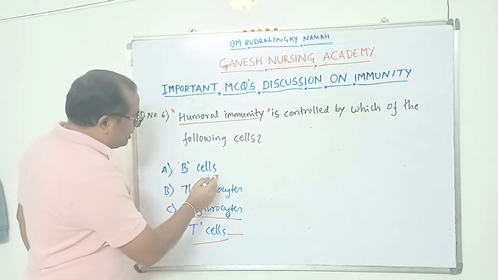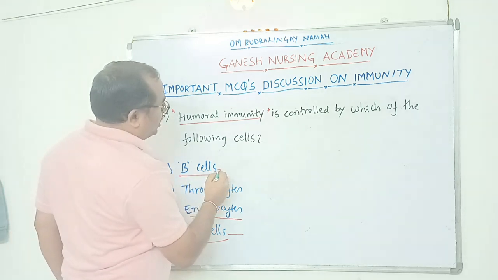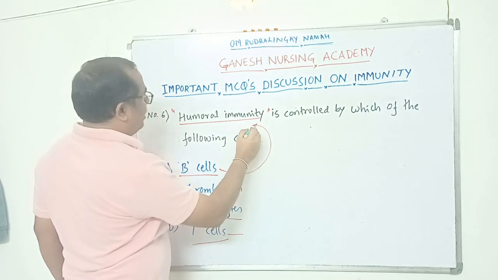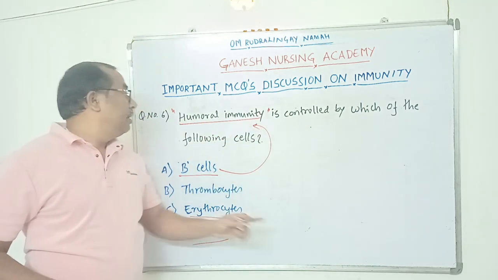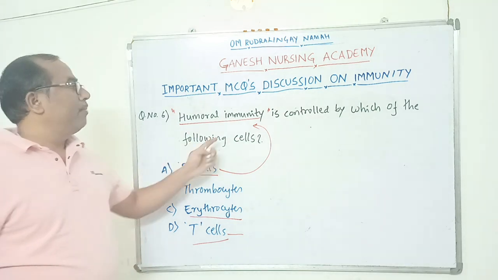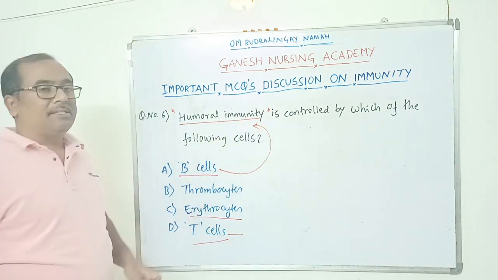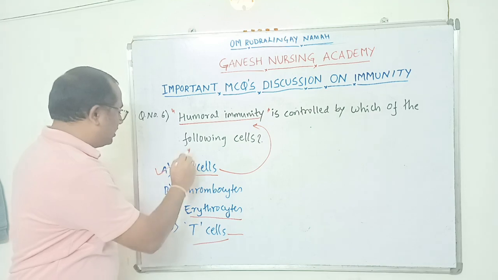And it is B cells. B cells are responsible for humoral immunity. So humoral immunity is controlled by B cells. Option A is the correct answer here.